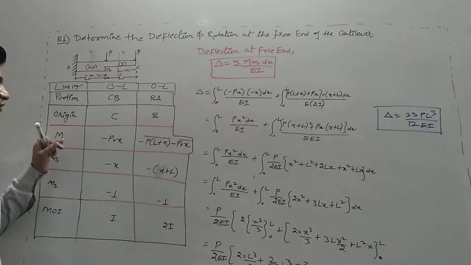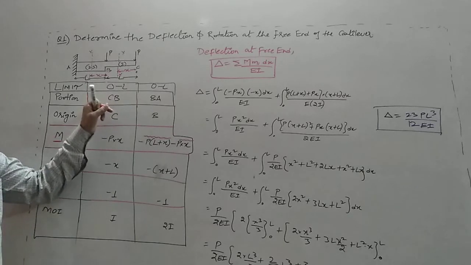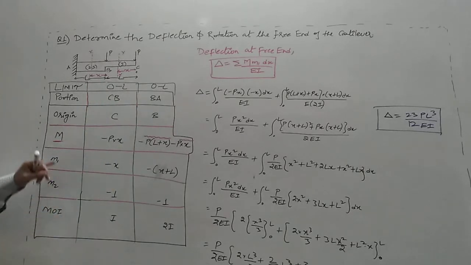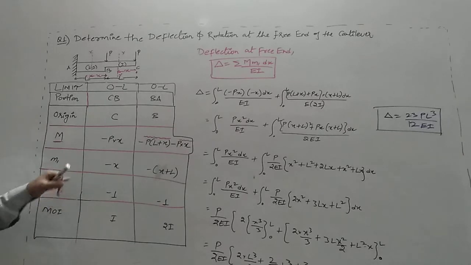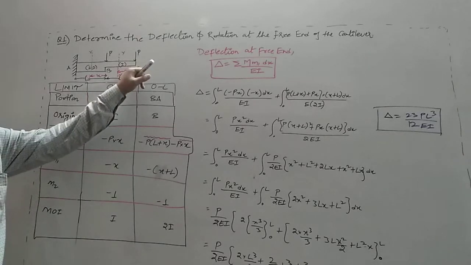So the M value will be for different segments, that is CB or your BA. Now we have to write the small m1 value and the small m2 value. The small m1 value will be useful for determining the deflection at this C point, and the small m2 value will be useful while determining the rotation at this C point.